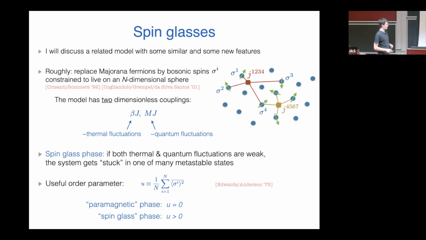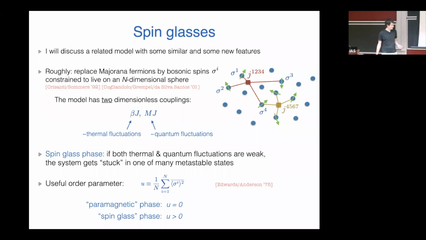I'll refer to the phase where this parameter is 0 as the paramagnetic phase, which is going to be somewhat similar to the SYK model in some respects. So that's the averaging. Oh, yeah, they're just real numbers. N of them. Okay, and this order parameter being positive is going to signal the transition to this glass phase.